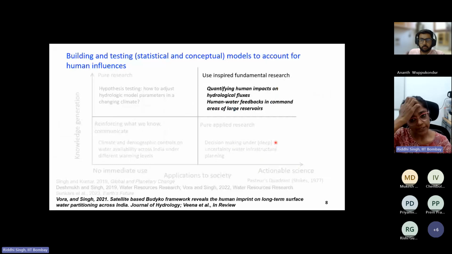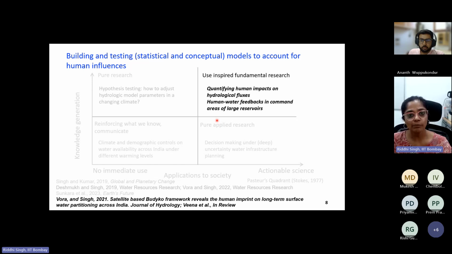Now moving on quickly to the other part of my work that I wanted to present today. It's on how humans impact hydrology. In this, there are two aspects. One, you can work on inferring the human signal in different hydrological fluxes, and this can be done at various spatiotemporal scales. One work that I wanted to show you today was how we have done it at the scale of the entire India.